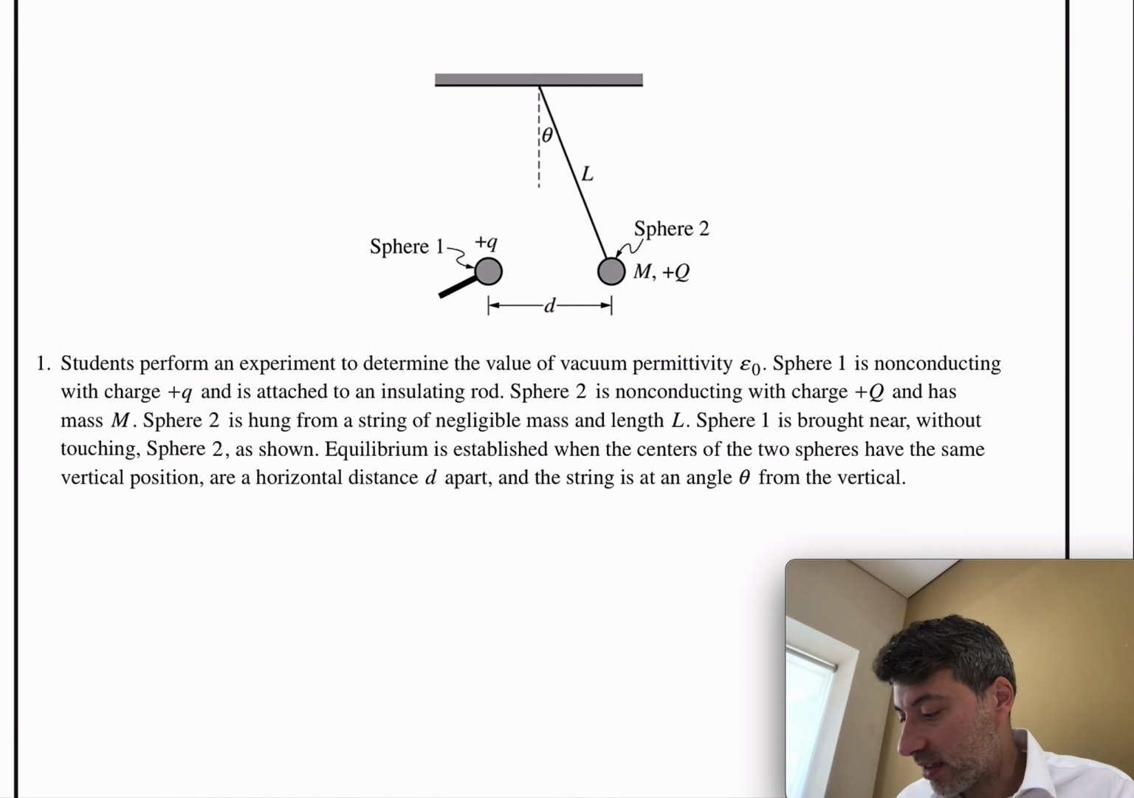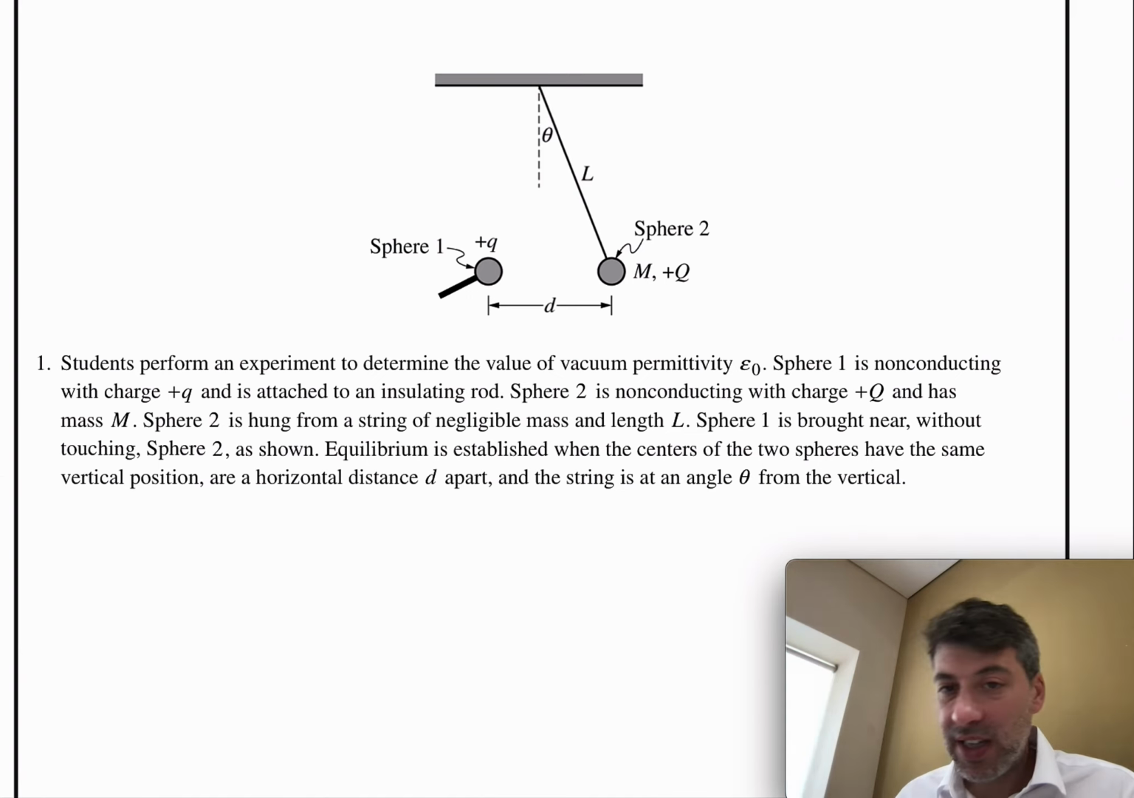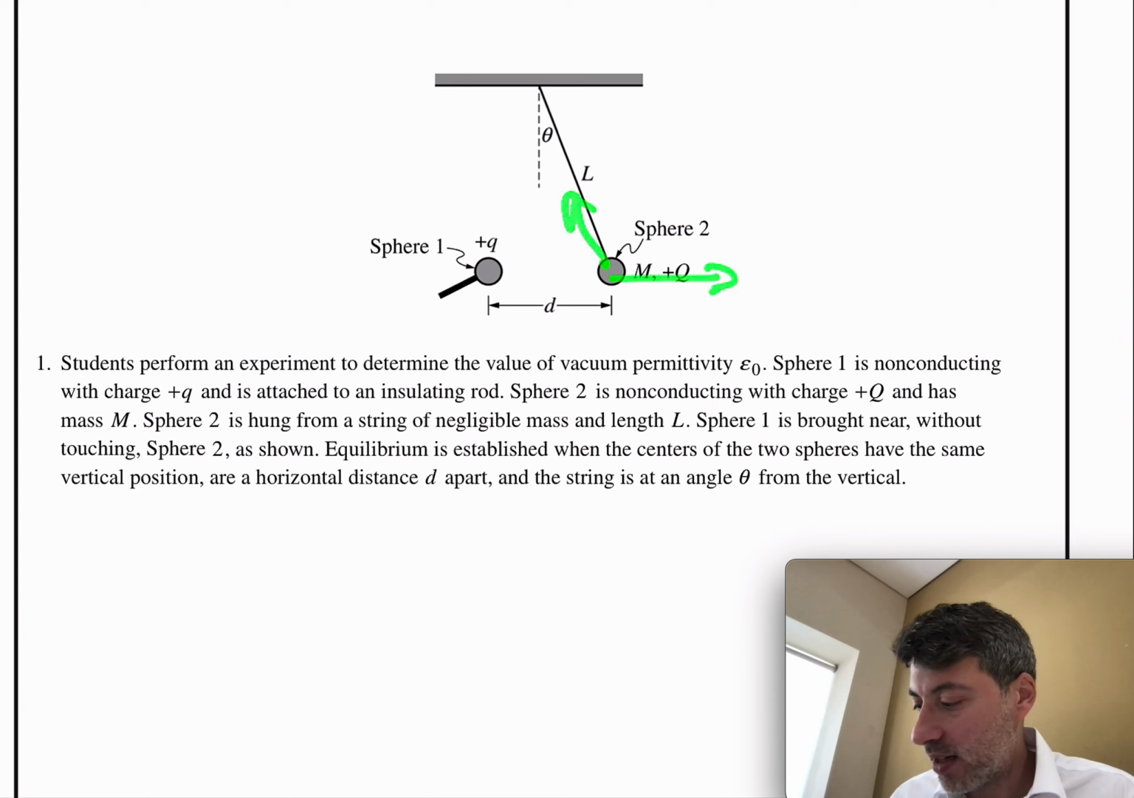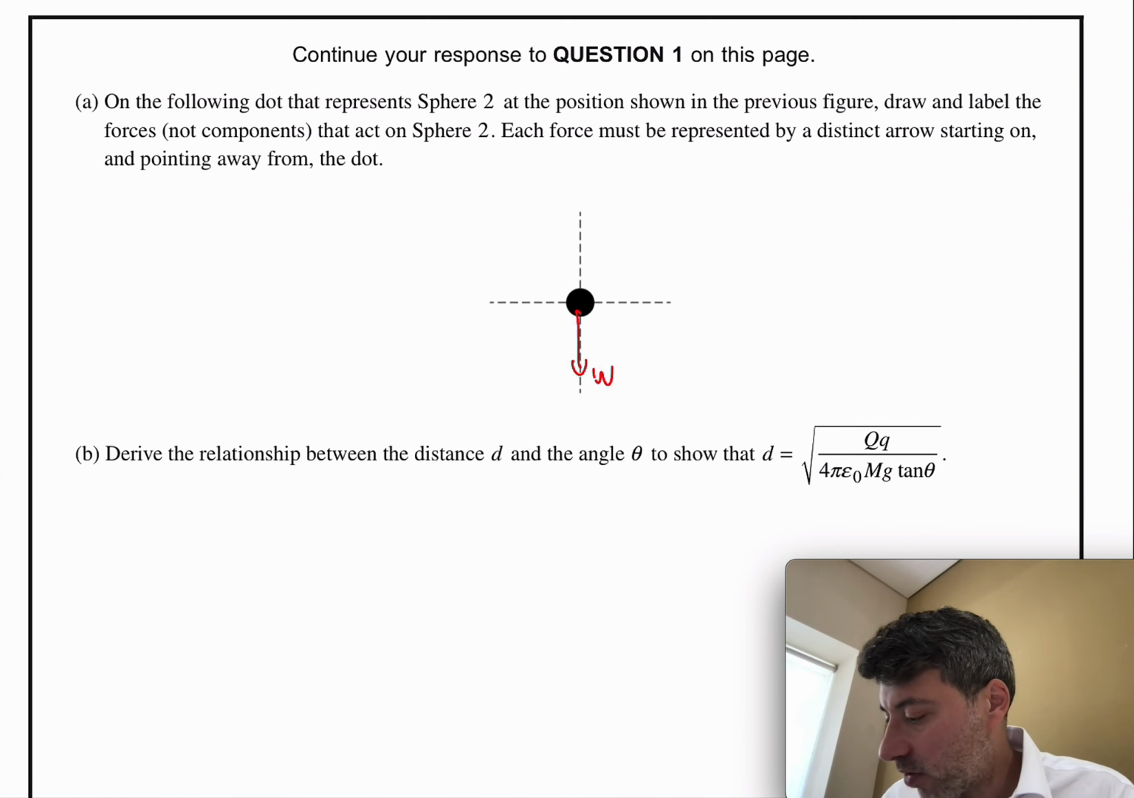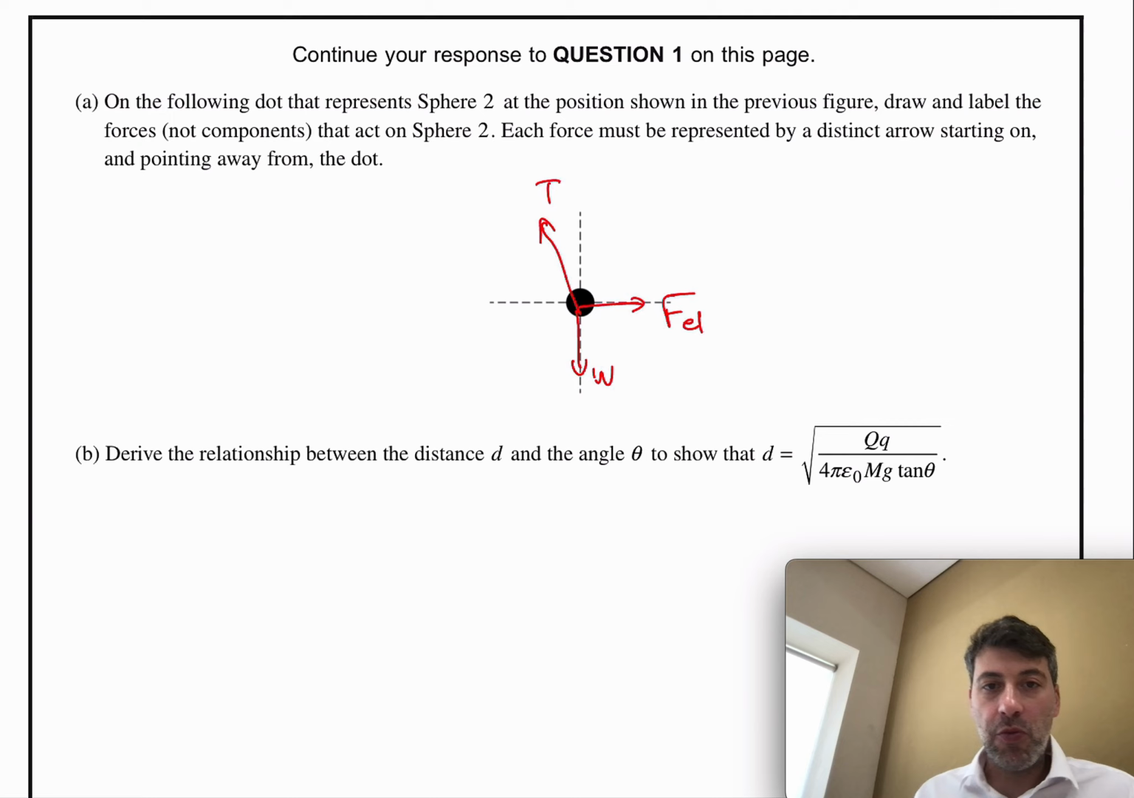I understand that eventually sphere 2 will be in equilibrium, so the forces that are applied are the electric force from the electric repulsion between the two charges, the tension on the rope, and the force of gravity, the weight downwards. So this is what we will draw: a weight downwards, an electric force to the right, and a force of tension in the direction of the rope.